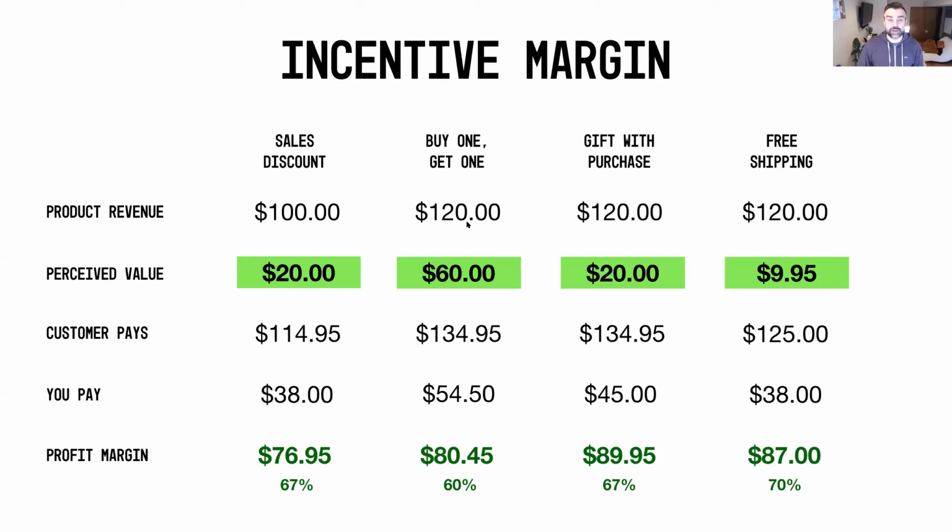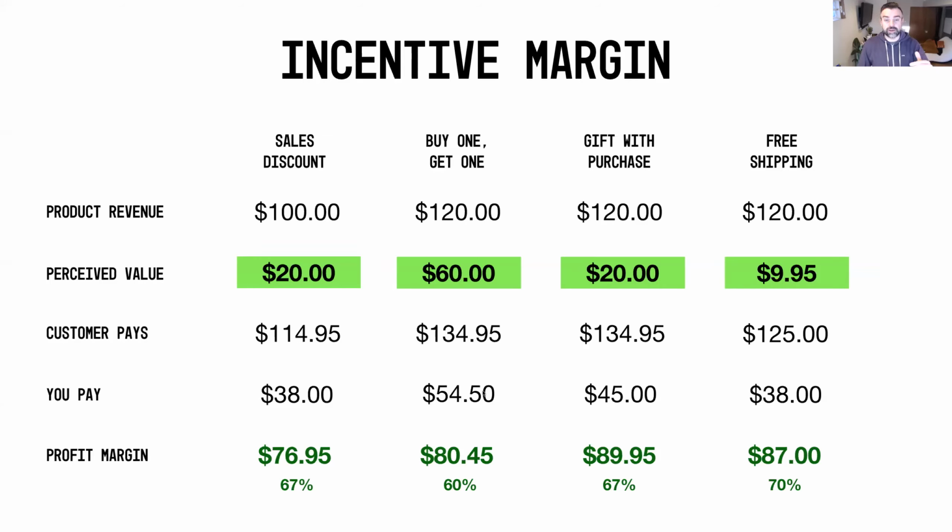In the buy one, get one scenario, what we did is we said, well, let's keep the product revenue stable at $120, but let's add another product on for $60, or at 50% off perhaps. And so in that scenario, the customer is perceiving to get a lot more value in that equation, but they're also paying you a bit more as well, because they're paying you the full price of that initial product, plus they're still paying for the shipping and the handling and the taxes.